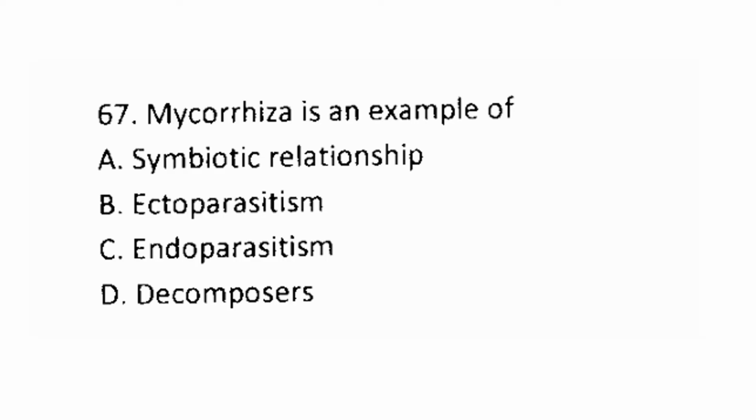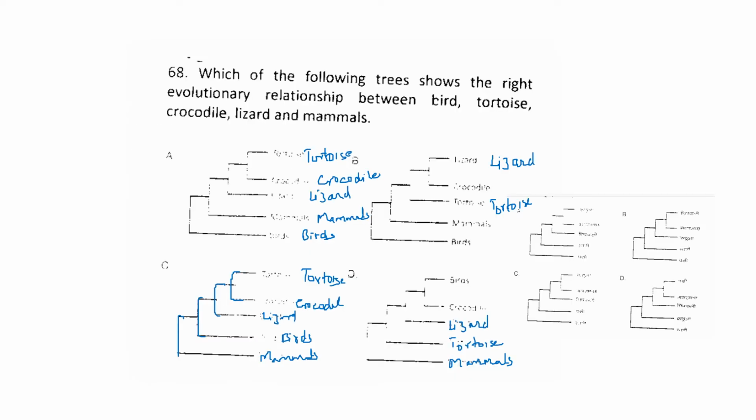The next question: mycorrhiza is an example of a symbiotic relationship, a symbiotic relationship where both the associated partners are mutually benefited. So if we see all these options, we all know that lizard, tortoise, and crocodile are all reptiles, and birds have evolved from them, and it is said that birds are modern reptiles, and after that mammals.